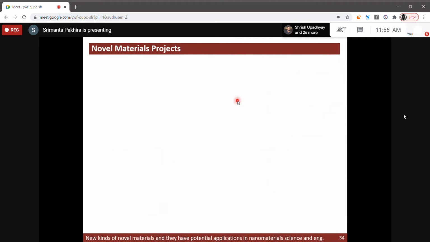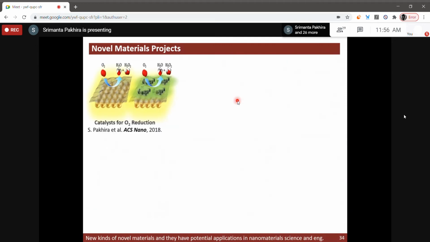So let's see another project we also did. It is called an oxygen reduction catalyst. What we did is we defined some material. If you look here, this is basically gold, right?